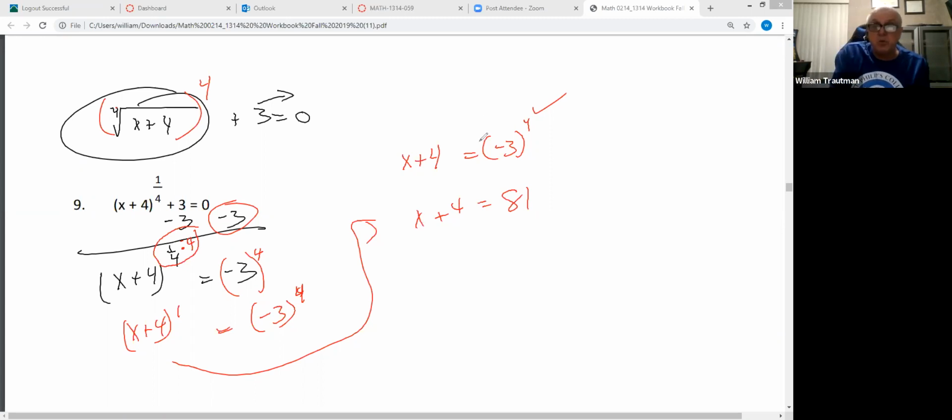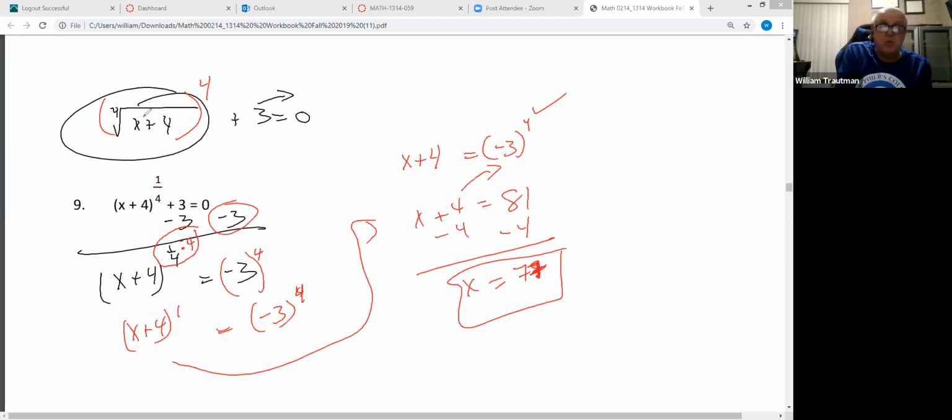And then I just take the 4 to the other side. Minus 4, and I get x equals 77. And when I plug this back in, 77 plus 4 is 81. The 4th root of 81 is 3. 3 plus 3 does not equal 0. Did I write it down correctly?